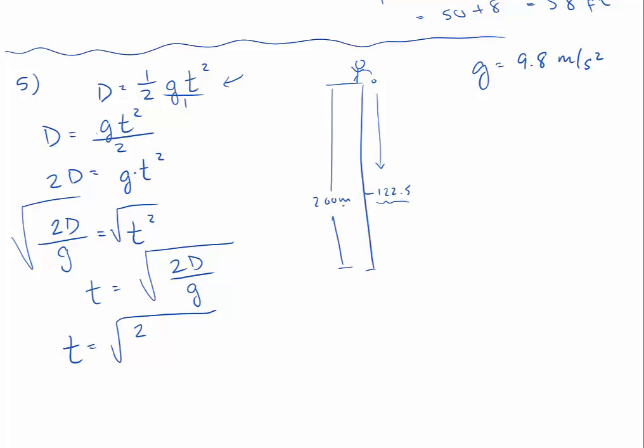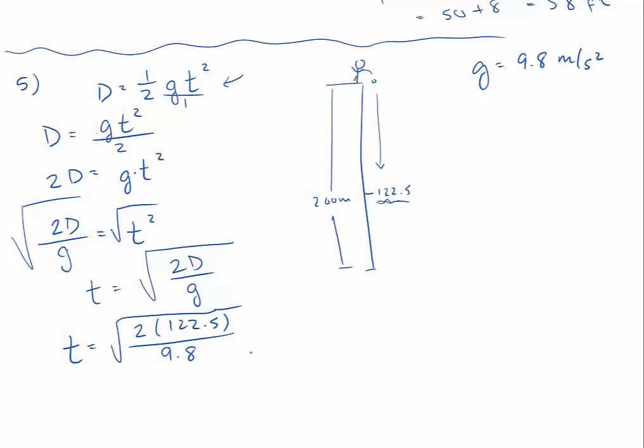But in here, it's important to tell us that it's 200 meters because it makes sense that it has to be greater than the 122.5. But I'm not going to use that in my equation. What I'm going to do is say 2 times 122.5, and then divided by g, and they told us what g was, and that's 9.8.